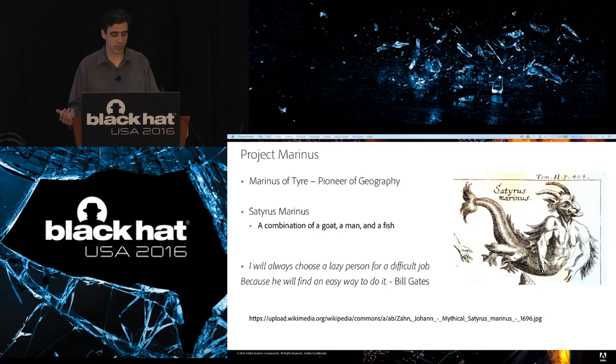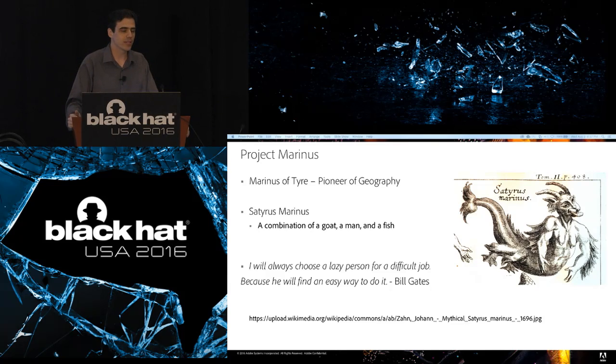I've been working on a side project at Adobe, which I've called Marinus. Marinus was one of the founders of geography. Also, there's a satire called Satyrus Marinus, which is a combination of a goat, a man, and a fish. When I was putting all these data sets together to try to get a picture of the company, it felt like it was making as much sense as putting together a goat, a man, and a fish. I can't go with man, bear, pig, because South Park already had that. But when you're up at 3 in the morning and you're staring at the data, that's the face you end up with when you're trying to make sense of it all.